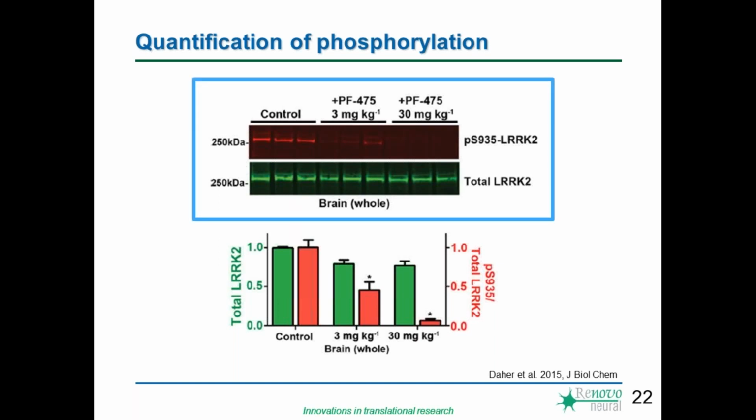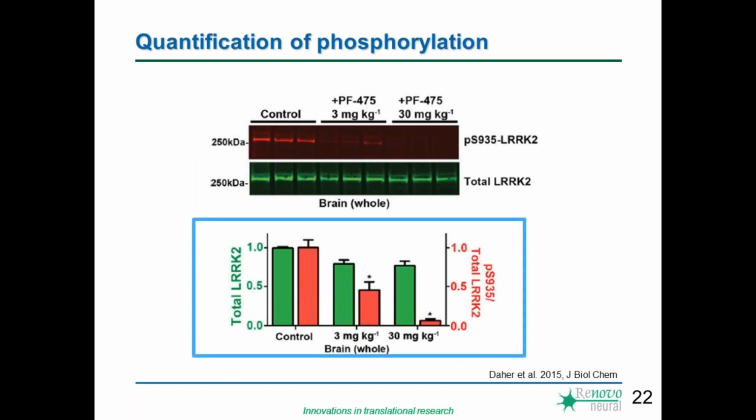Here, the expression level and phosphorylation of LRRK2 kinase was assessed in transgenic mice. Both doses of the treatment, 3 and 30 mg per kg, significantly reduced the ratio of phospho to total LRRK2 protein. And at the same time, the total LRRK2 protein was not reduced significantly in either tissue compared with the vehicle control. And this altogether points at decreased bioactivity of LRRK2.